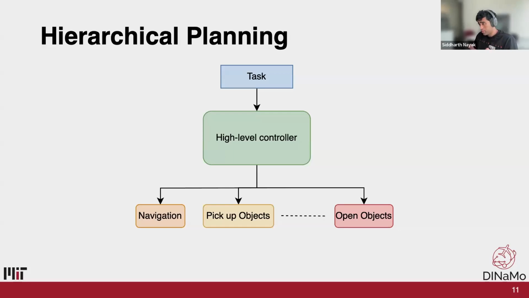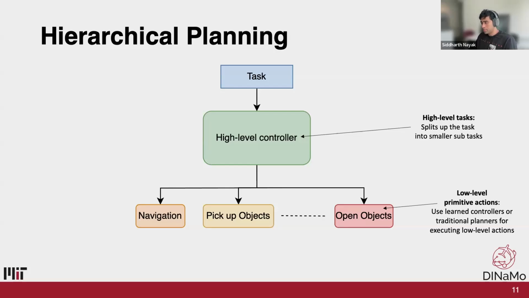One major way in which people have tried to address long horizon planning is by doing hierarchical planning, where you have a high level controller which splits up the task into smaller subtasks, and then these smaller subtasks are assumed to be either traditional controllers or maybe a learned module which is specialized at doing something.